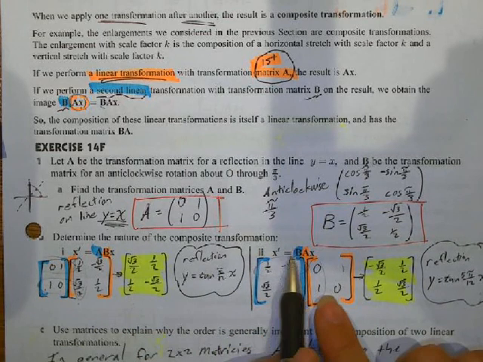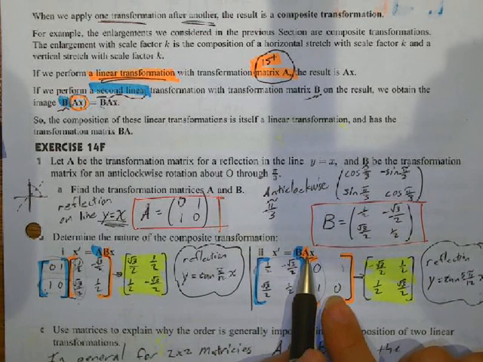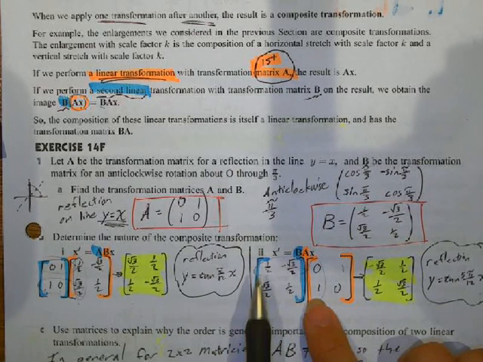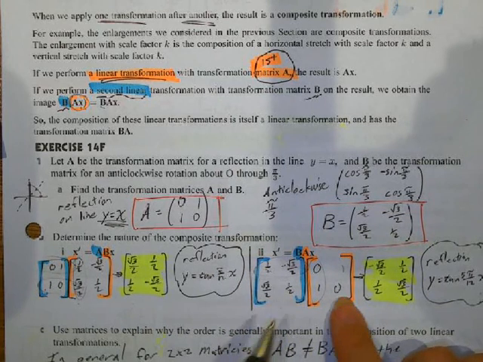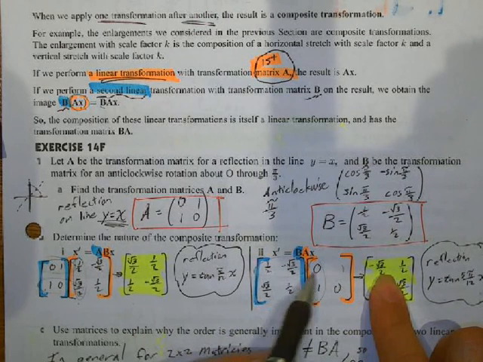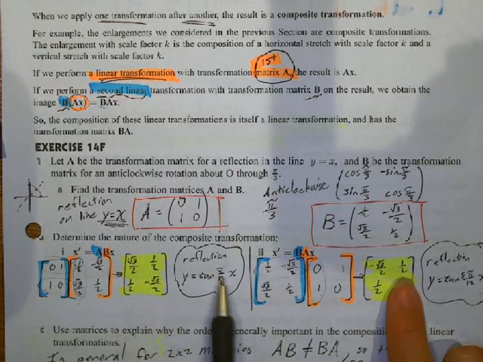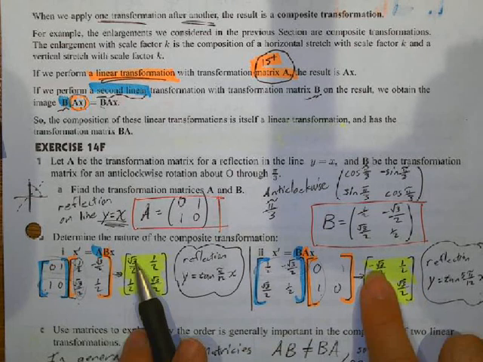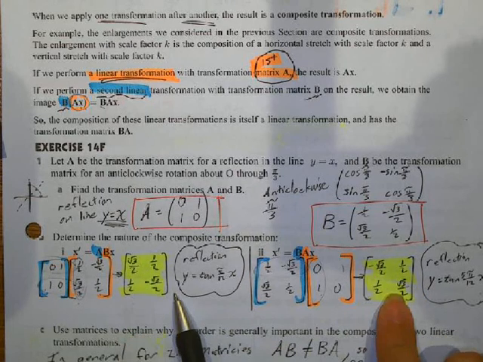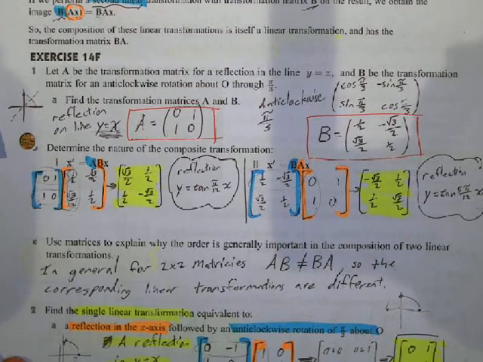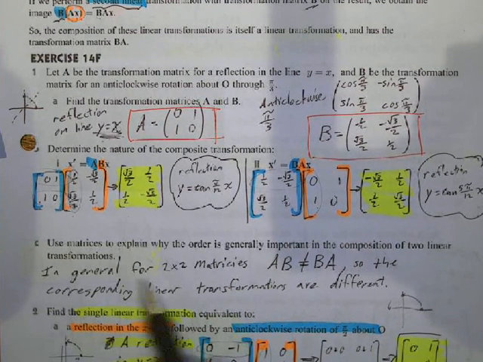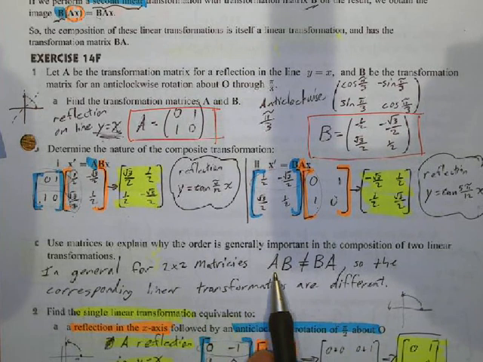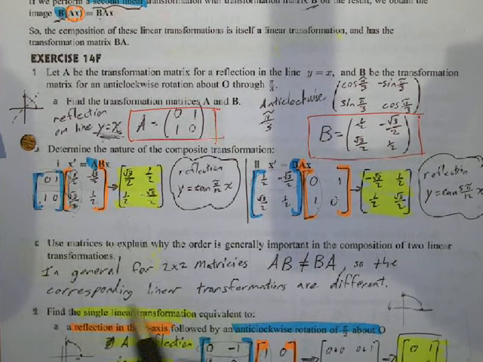Now, if I do matrix A first and then matrix B, for this value here it's 1/2 times 0 plus negative radical 3 over 2 times 1. You can see that these are different. This is radical 3 over 2, this is negative radical 3 over 2. These values are not the same. So what we've learned, and we already knew this before, is that if I multiply two matrices by each other, switching the order means they're not equal. So the corresponding linear matrices are different.